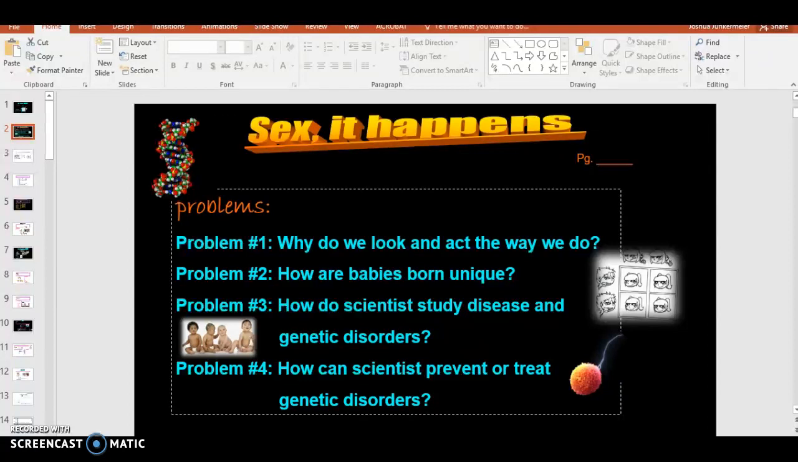Here we go. So we are going to focus today on learning more things that will help us with problem number 1 and problem number 2. So we want to start learning some vocabulary so we can better understand why we look and act the way we do. And we want to learn some new terms and practice so we better understand how babies are born unique from one another. Let's jump to that.